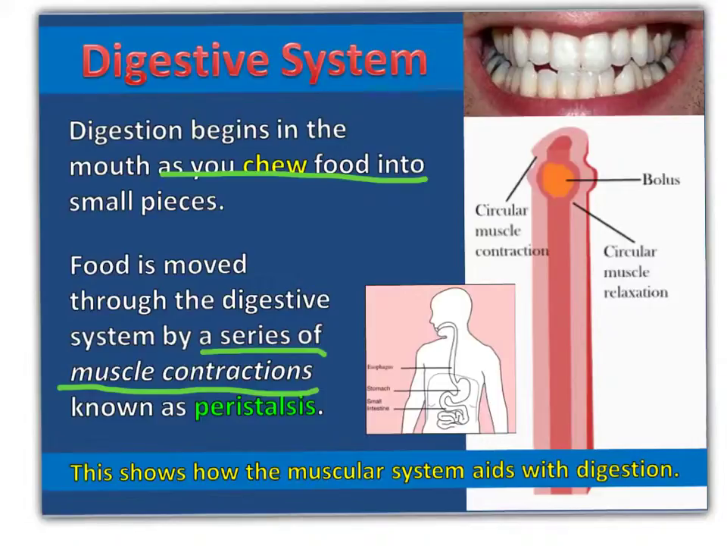Okay, so your next question asks you, chewing and peristalsis both require the digestive system to interact with what other systems? That is your muscular system.